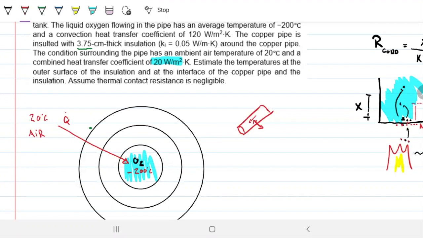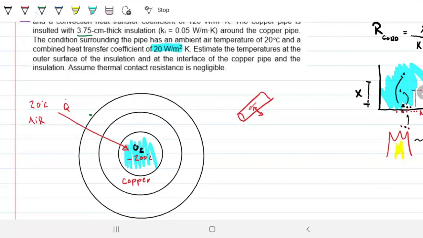Now, let me go ahead and open this other window that I have here. What do we have? What are the resistances that we have? Well, we're going to have a copper pipe, and that's this layer here, and it has a certain thickness to it. And we'll also have an insulator over there, which is going to try to stop that heat from going in.